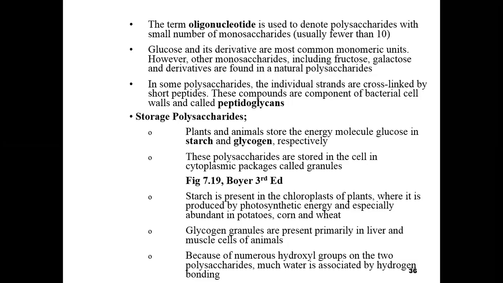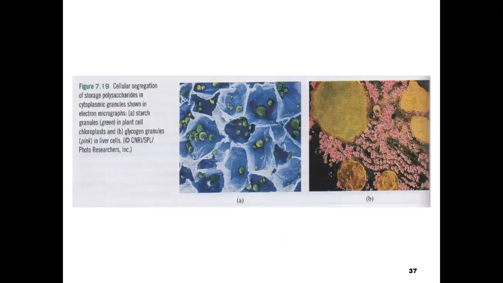Storage polysaccharides. Plants and animals store energy as the molecule glucose, like the glucose in starch and glycogen respectively. Plants में starch होता है, animals में glycogen बनता है. These polysaccharides are stored in the cell in cytoplasmic packages called granules. Here you can see A is the plant cell and B is the animal cell. In the plant cells, the green granules are storing the starch, and in the animals, the pink granules are storing the glycogen. This diagram is actually from liver cells.